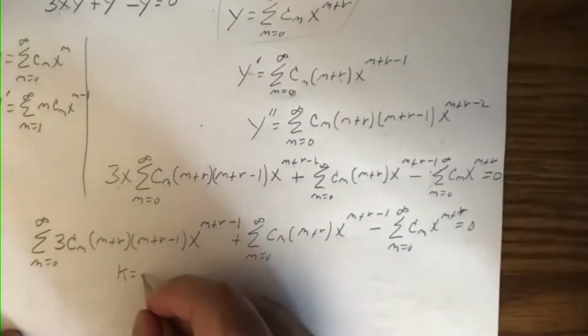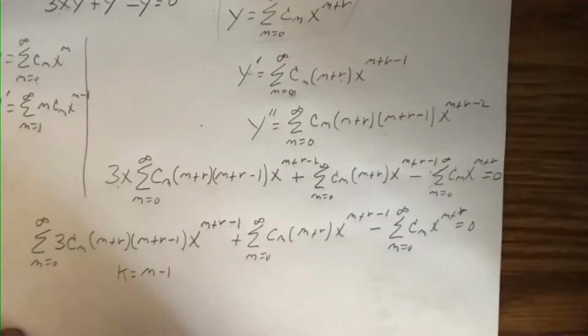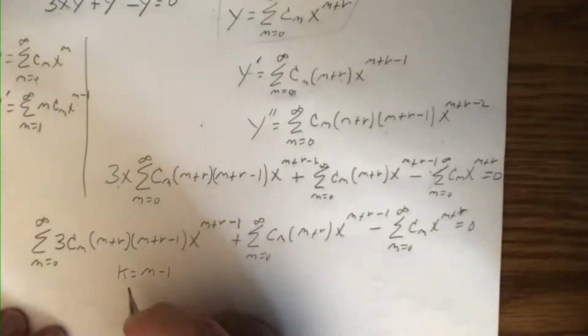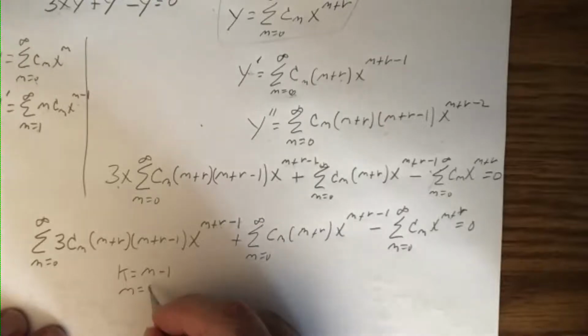So once again, I'm going to let k, just like we did before, equal n minus 1. So therefore, n is going to be equal to k plus 1.